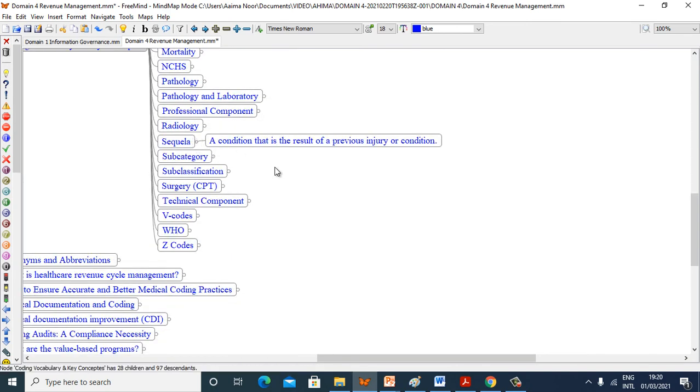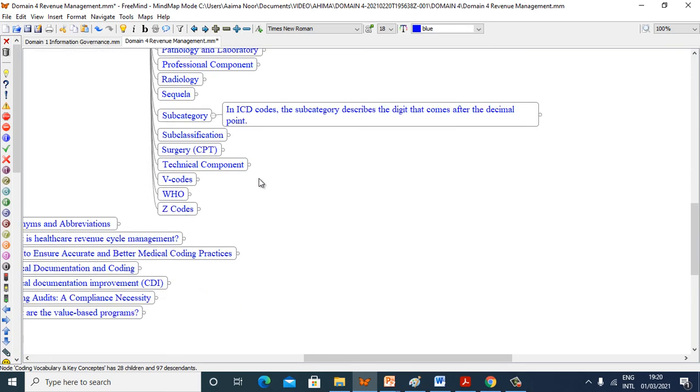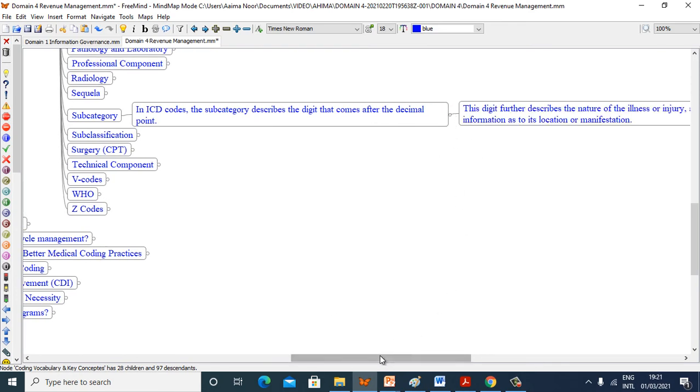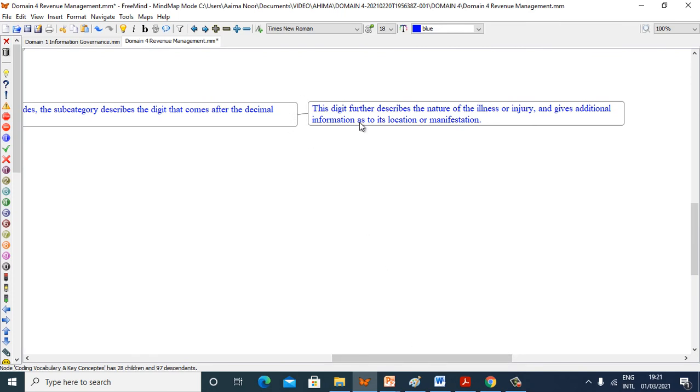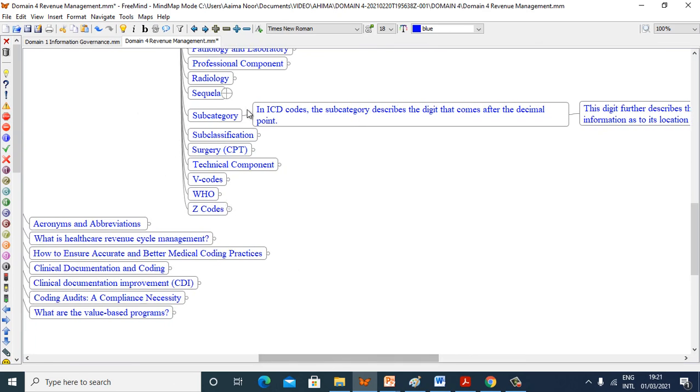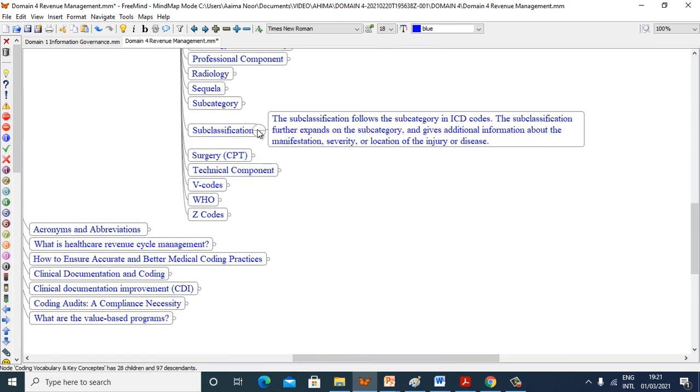Sequela, a condition that is a result of a previous injury or condition. Subcategory. In ICD codes, the subcategory describes the digit that comes after the decimal point. This digit further describes the nature of the illness or injury and gives additional information as to its location or manifestation. Subclassifications. The subclassification follows the subcategory in ICD codes. The subclassification further expands on the subcategory and gives additional information about the manifestation, severity, or location of the injury or disease.